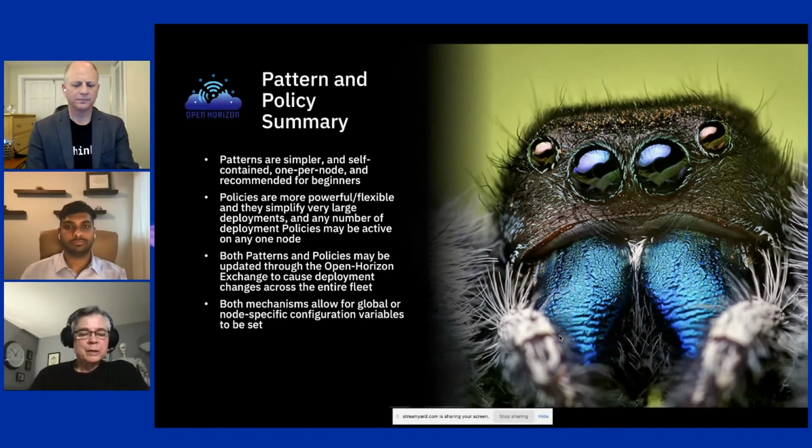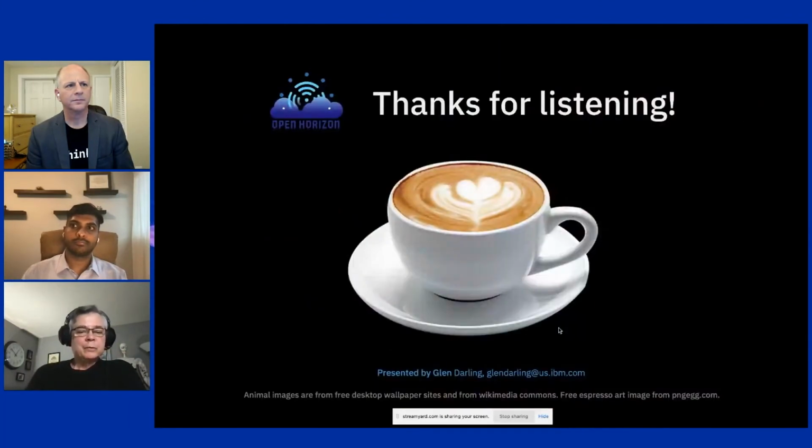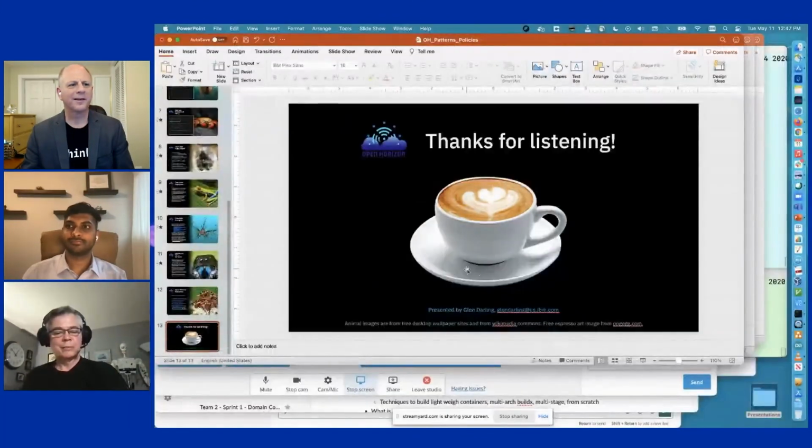And both mechanisms allow for global or node-specific configuration variables to be set if you need to tweak or adjust some of the knobs through environment variables on each of the devices. And both mechanisms can be used to control file synchronization using the model management service, which is not something we've really talked much about, but we have a mechanism that enables the code in your containers to have a completely independent lifecycle from files like large neural network model files that can be changed while your code continues to run. And there's a bunch of resources, and that is that for me.